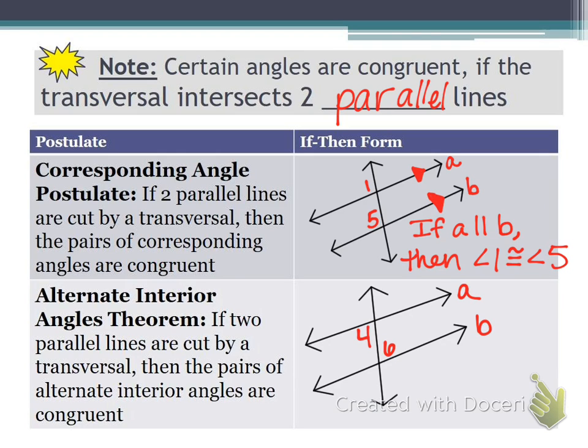Okay, so with this diagram, again, my lines A and B should be parallel to each other, so I'll put the triangles on them. So this time, if A is parallel to B, then my alternate interior angles are congruent. So I would say angle what is congruent to angle what? 4 is congruent to angle 6. Good. Angle 4 is congruent to angle 6. Kind of ran out of space down at the bottom there.